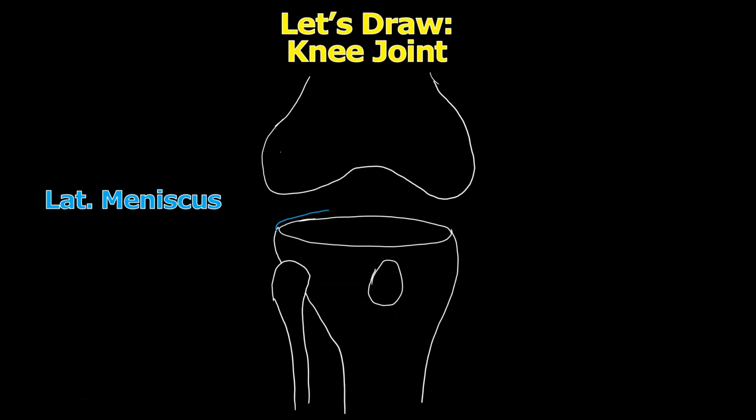So there should be some crescent-shaped structure like right here on the lateral part of the tibia, right on top of it like that. And that's the lateral meniscus. There'll be another one on the other side called the medial meniscus. So I can draw that very similarly just by drawing another crescent-shaped object sitting on top of the tibia. There's the medial and lateral menisci.